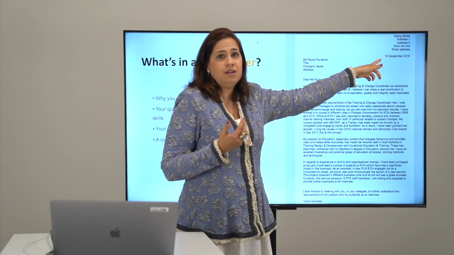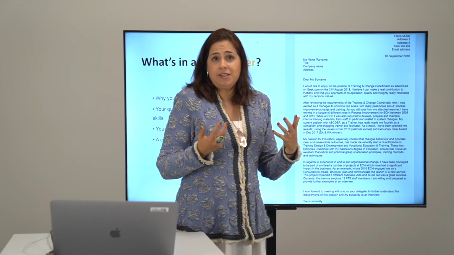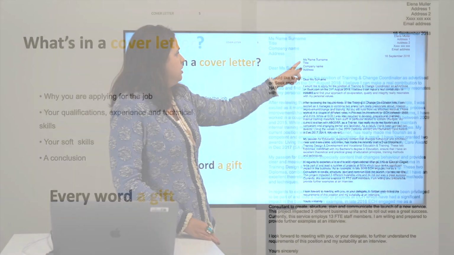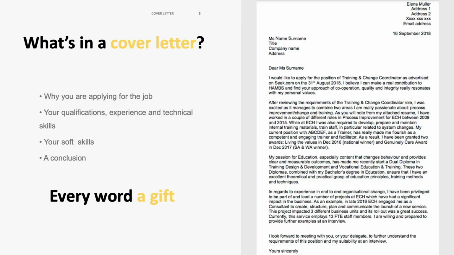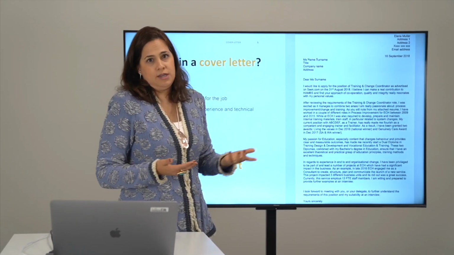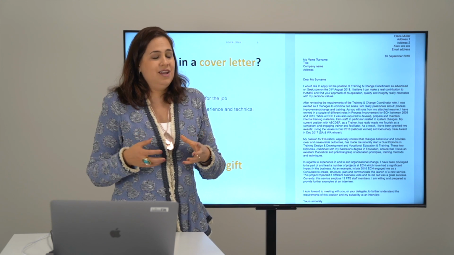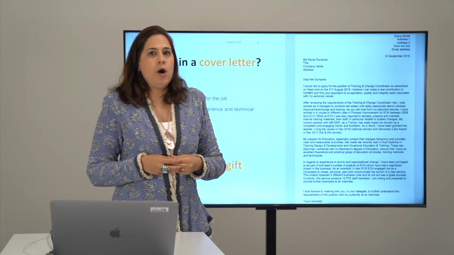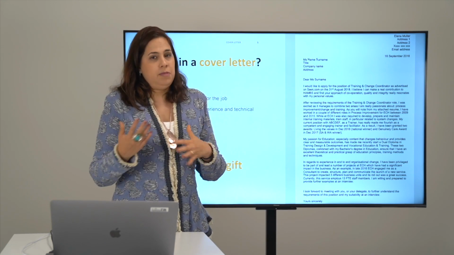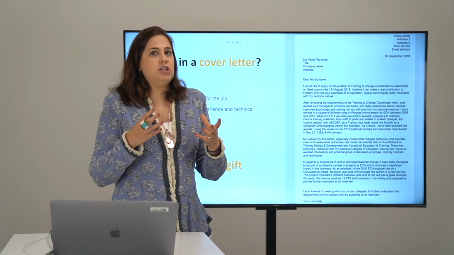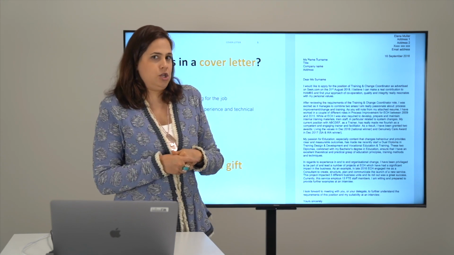The date of when you're writing that letter. Then over here you would have the name and surname of the person you're addressing the letter to, as well as their title, their company name, and an address, either a physical address, like a street address, or a PO box, or an email address, depending on how you're sending that application through.